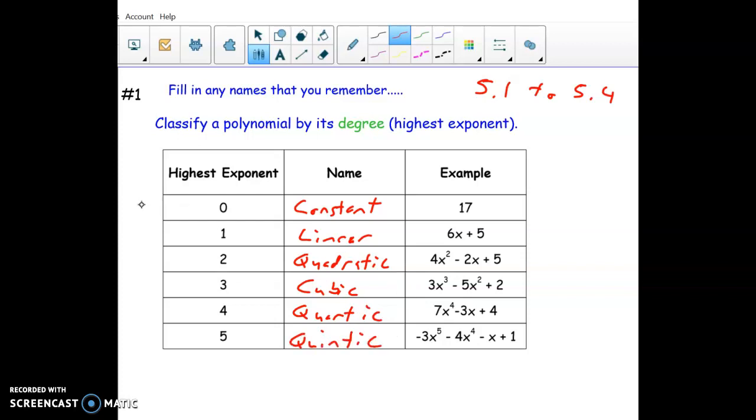All right. And after that, they don't have any special names. If they had a sixth one, they just call it a sixth degree polynomial.